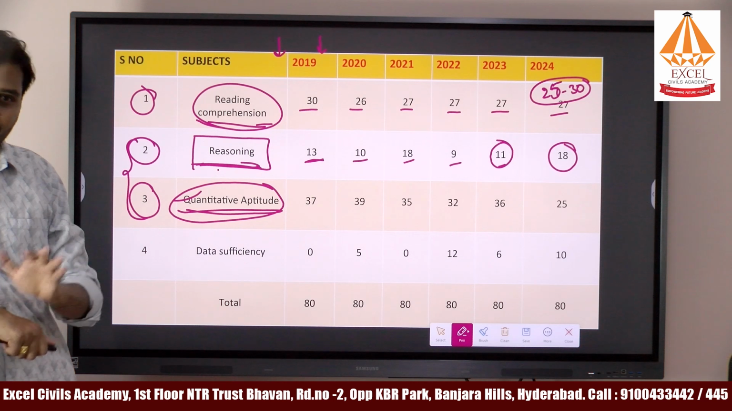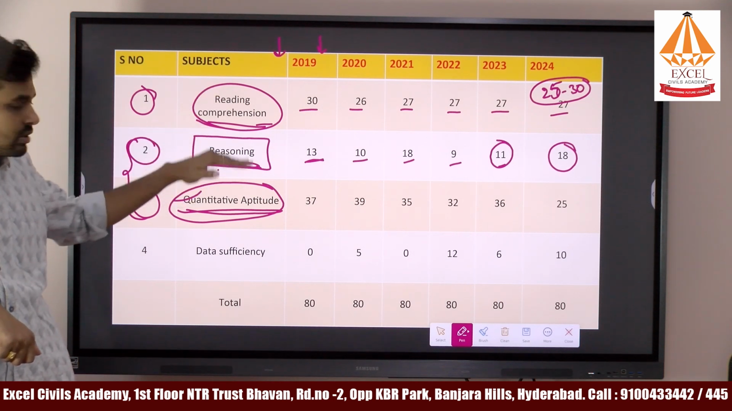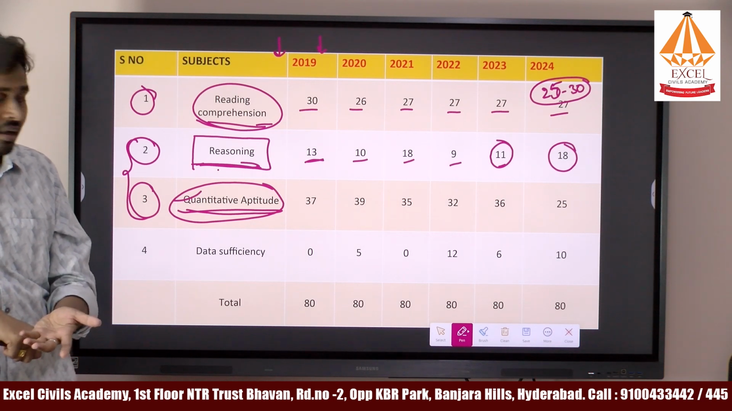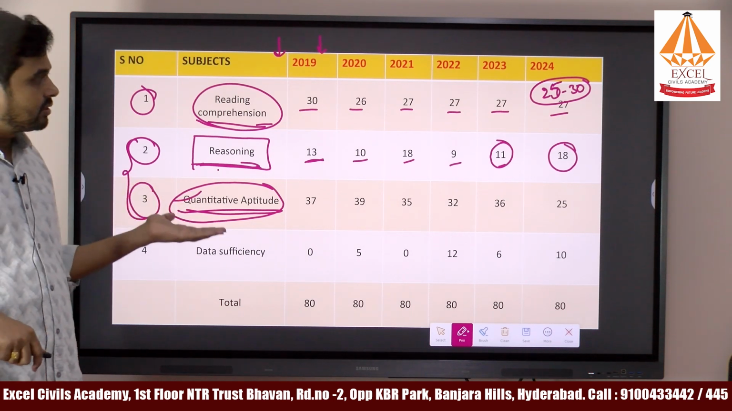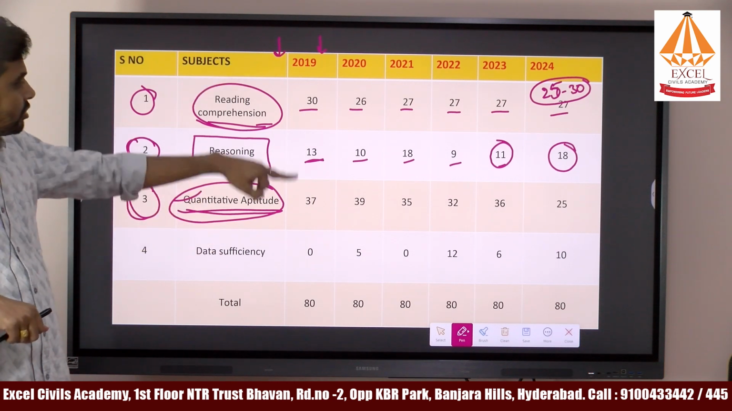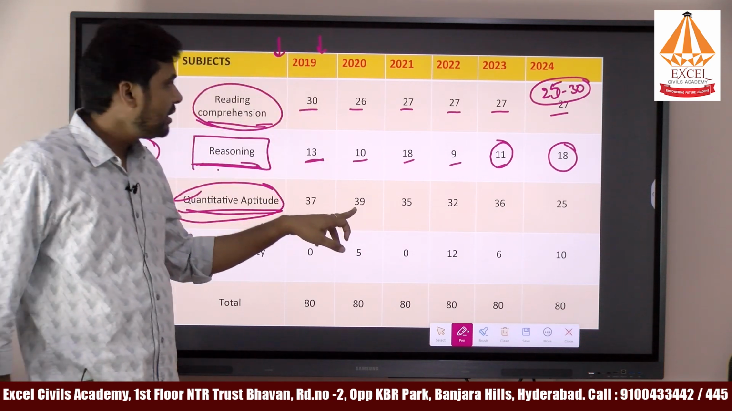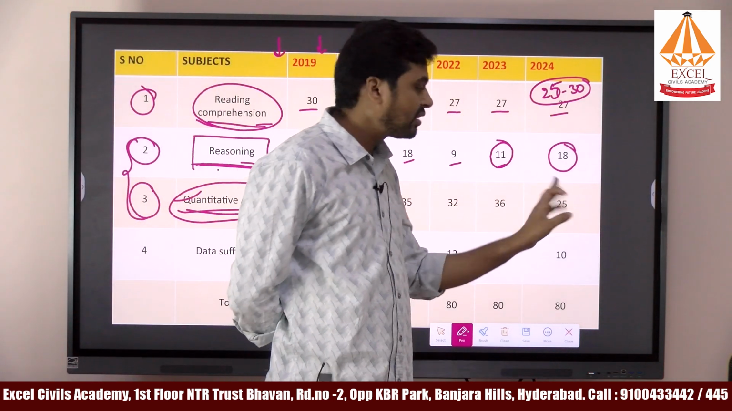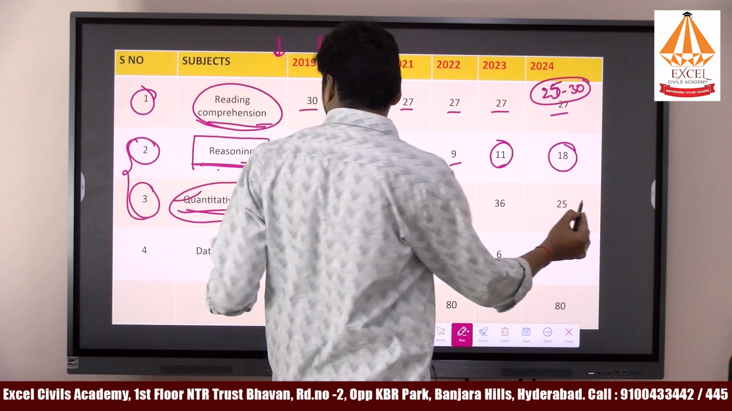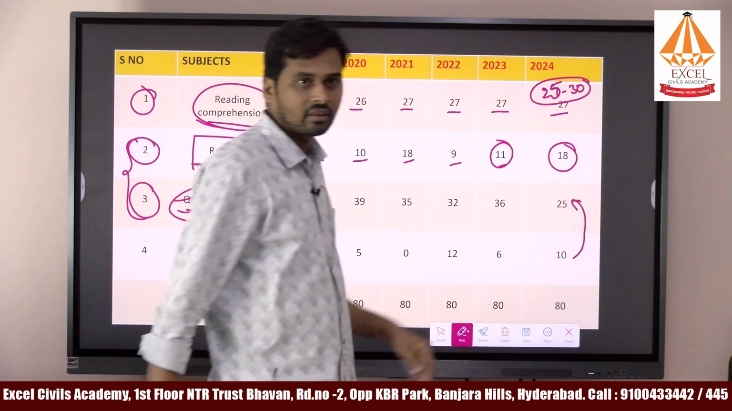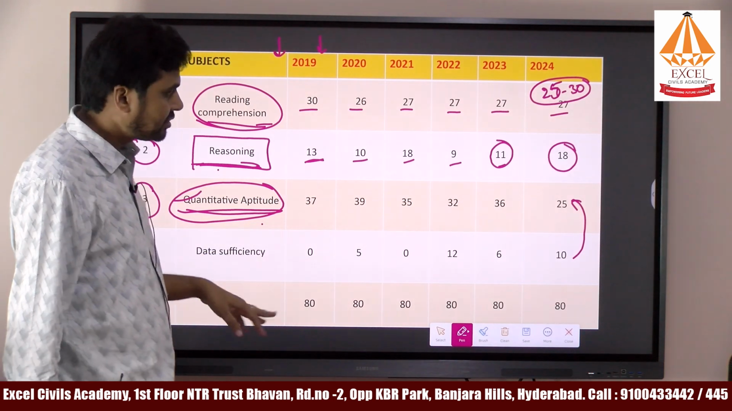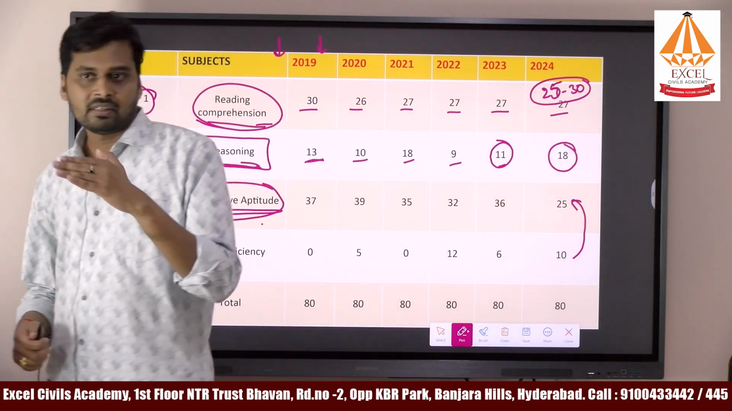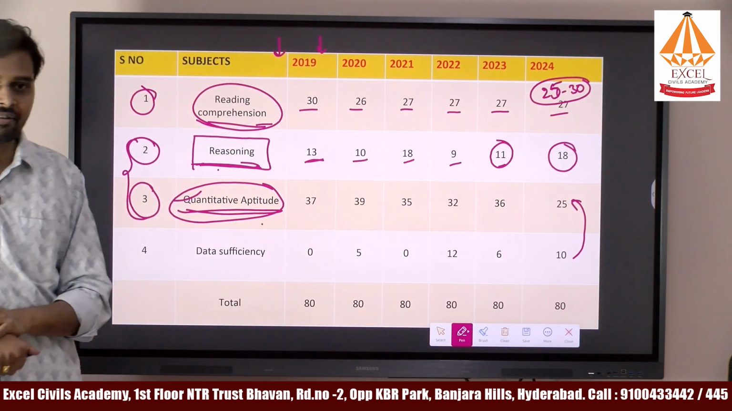Before 2019 it would be okay, even if you completely depended on these two sections, you could easily qualify in the paper. But from 2019 the story is different. Now you can see the number of questions given to quantitative aptitude. 2019 is 37, 2020 is 39, 2021 is 35, 2022 is 32, 2023 is 36, and 2024 is 25. Even though 25, see the other section I wrote as data sufficiency is also related to quantitative aptitude only. So that means 35 questions. 50% of your question paper is only quantitative aptitude.